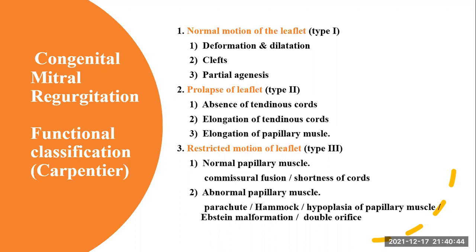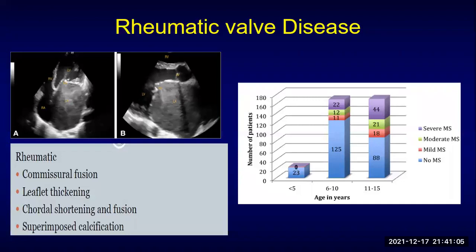For the restricted motion, we have 2 cases. In normal papillary muscle, we have commissural fusion in rheumatic, shortness of cords, and in abnormal papillary muscle, parachute mitral valve, hammock, hypoplasia of papillary muscle, Epstein anomaly, double orifice, and we talked about all this.